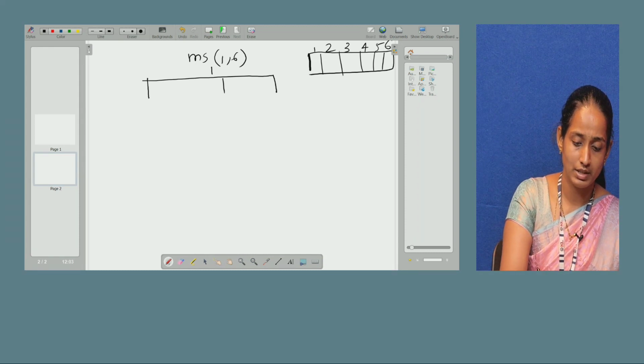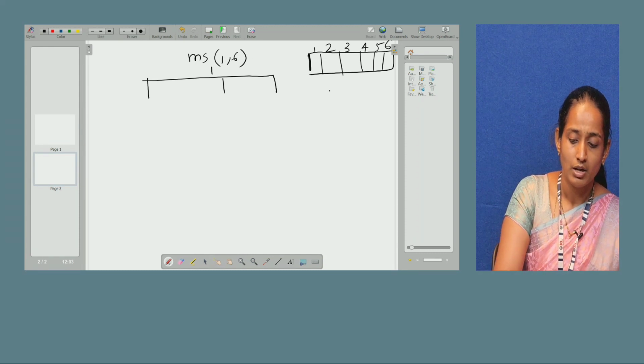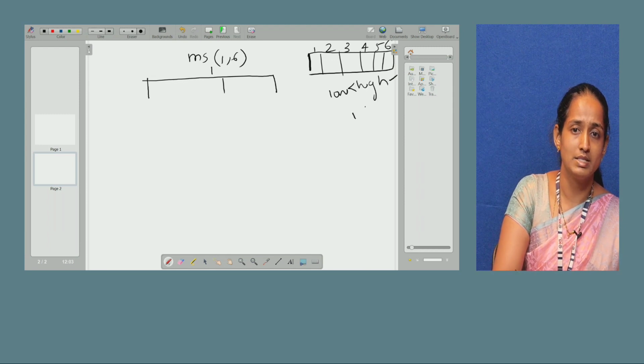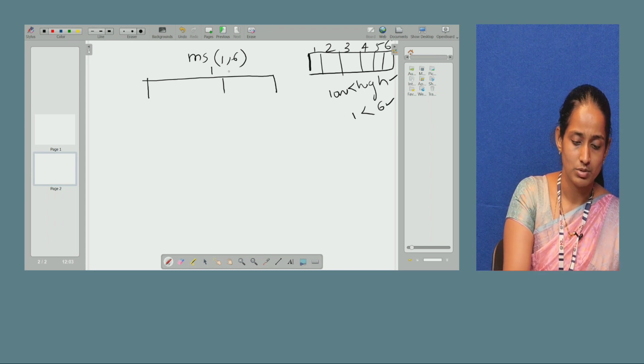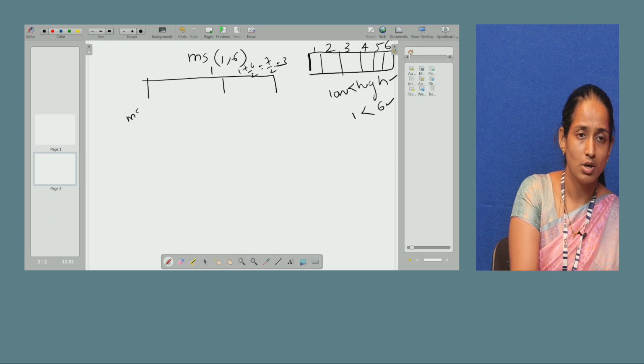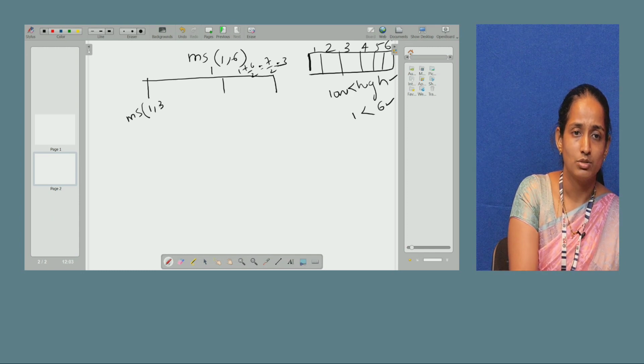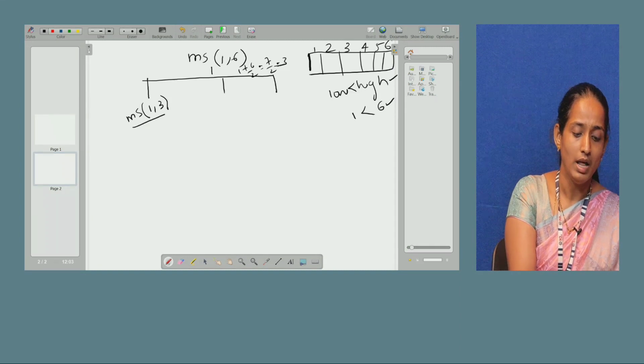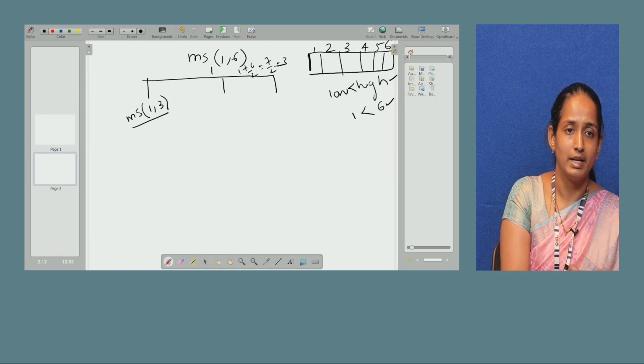Let me check the condition initially, whether low is less than high or not. It is true, 1 is less than 6, so we can proceed and enter into the algorithm. Let me compute the mid value: (1 + 6) / 2, that is 7 / 2, that is 3. So merge sort of low comma mid, so 1 comma 3. This part will be recursively called until we get a list containing one element.